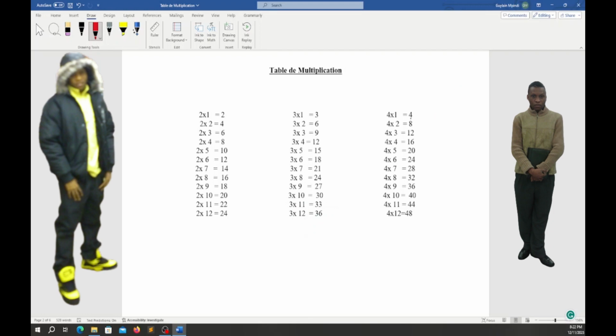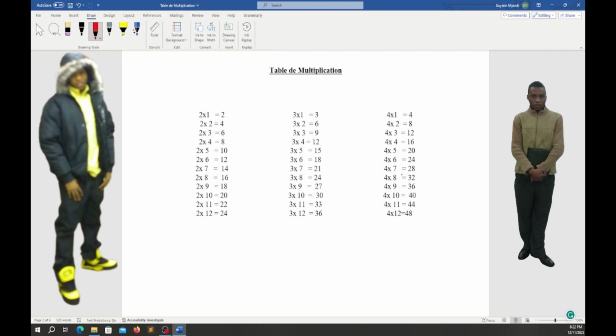Okay? We come here. 4 multiplié par 1, 4. If you say 4 multiplié par 1, it's okay. 4 multiplié par 2, 8. 4 multiplié par 3, 12. 4 multiplié par 4, 16. 4 multiplié par 5, 20. 4 multiplié par 6, 24.